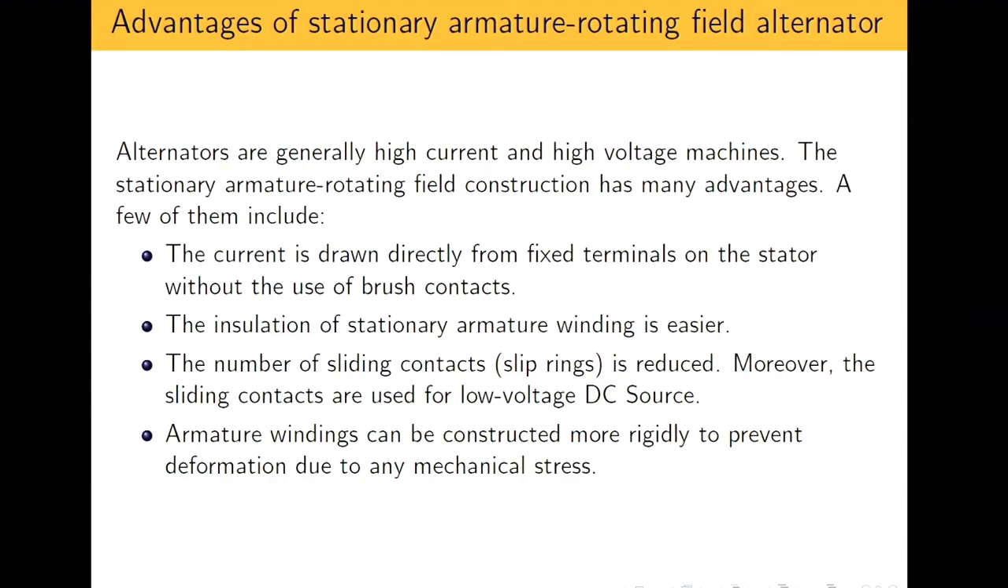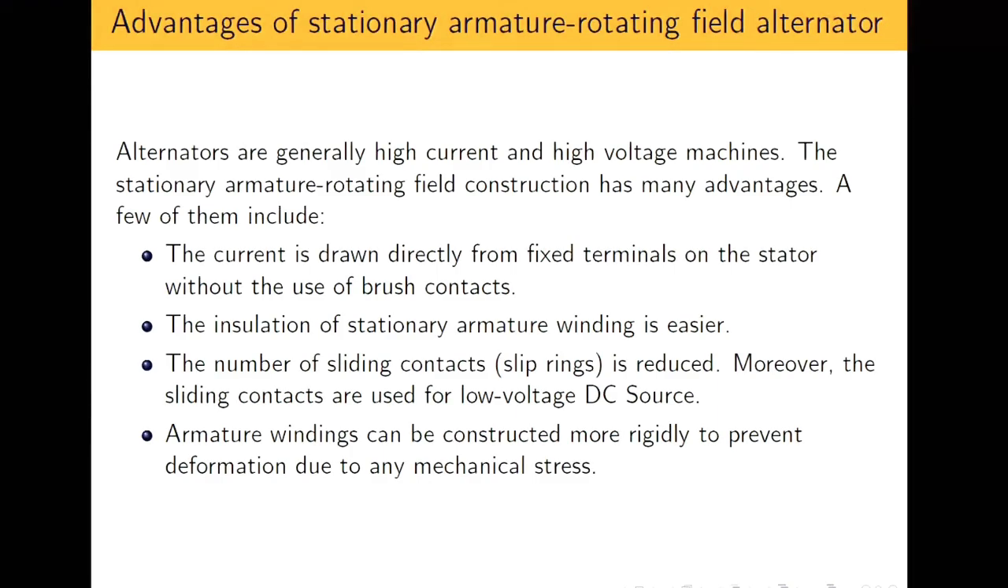Alternators are generally high current and high voltage machines, and hence there are some advantages when we go for such a mechanism. The first point is that the current can be drawn without brush contacts. It can be drawn directly from fixed terminals on the stator without the use of brush contacts. Then the insulation of the stationary armature winding is easier.